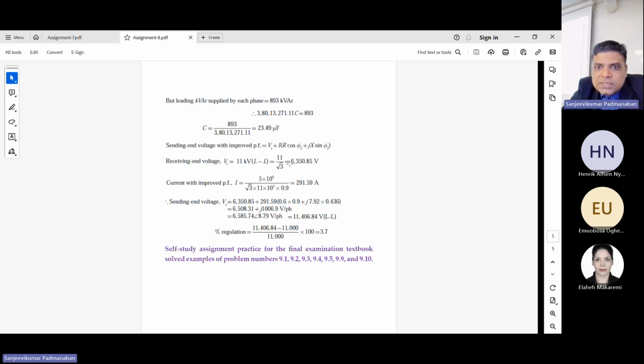Okay, don't think about this one. This is per phase. When you calculate, you have to use per phase, but here is the actual voltage. Okay, line to line. So the line to line is 11 kV. This is line to line. You see, line to line. So 11,406.84 is the generated or sending end voltage. This is the 11 kV receiving end. You divide, you get 3.7%. Are you okay now?